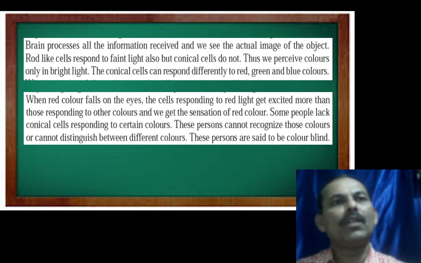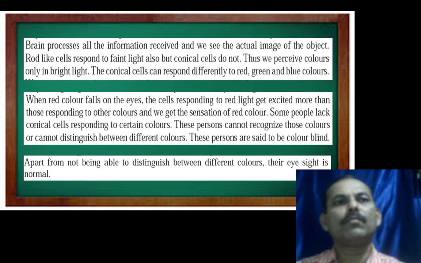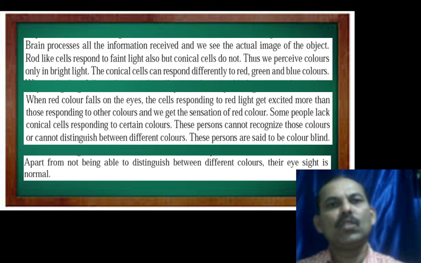Some people lack conical cells responding to certain colors. These persons cannot recognize those colors or cannot distinguish between different colors. These persons are said to be color blind. Apart from not being able to distinguish between different colors, their eyesight is normal. That means in case of color blindness, the eyesight of the person is normal, but they are not able to distinguish the different colors.